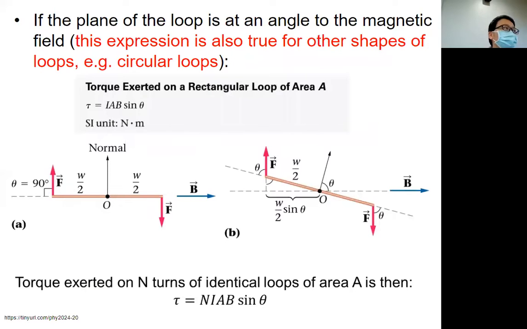And in general, if the normal direction of the loop and the magnetic field make an angle of theta, then the torque will be equal to the current times the area of the loop times the magnetic field times sine of theta. And if you have N loops stacked together with the same current, then you multiply that torque by N.